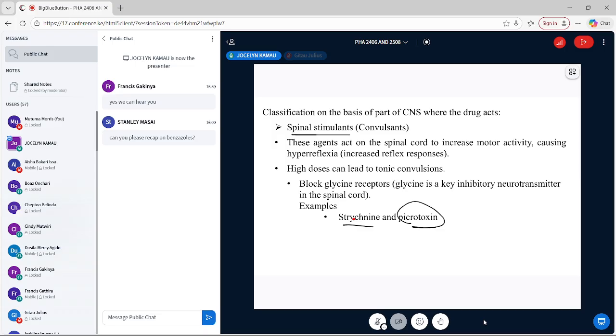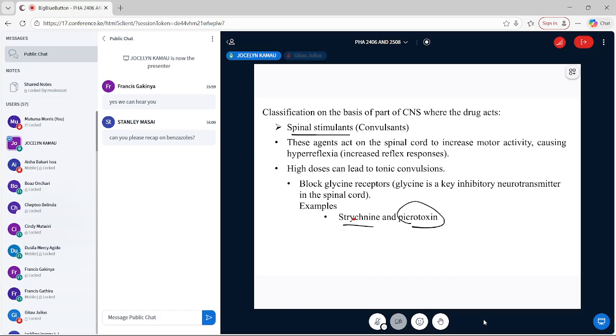Classification, again, so that was classification as per their site of action. We can also classify them according to their mode of action, transmission, just as we have said before. So they inhibit the inhibitory neurotransmission, which is GABA and glycine. So that is the main way for the specific class.